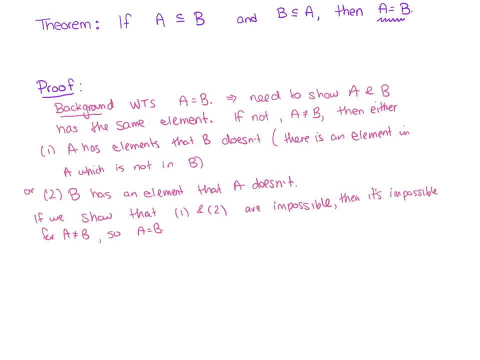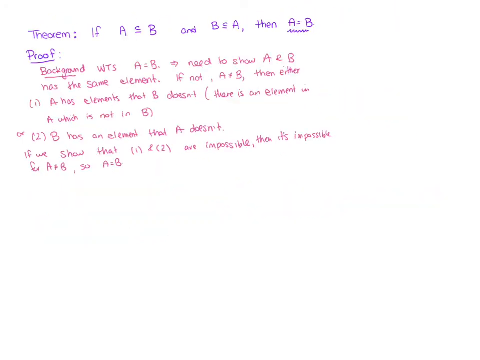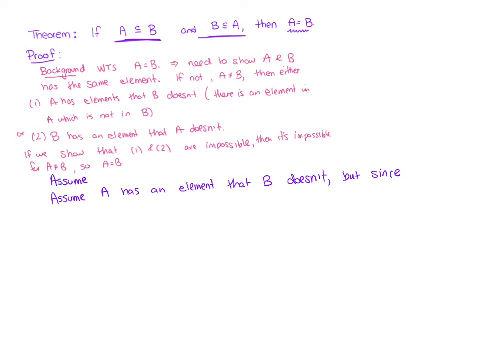Maybe we need to give ourselves a little bit more space here. Okay, so we'll say assume A has an element that B doesn't have. But since we know, right, we're trying to prove this theorem under the hypothesis, the if, that A is a subset of B and B is a subset of A. So maybe we should have started with that as our assumption. So let's throw that in. We should always assume our if. Assume A is a subset of B and B is a subset of A.